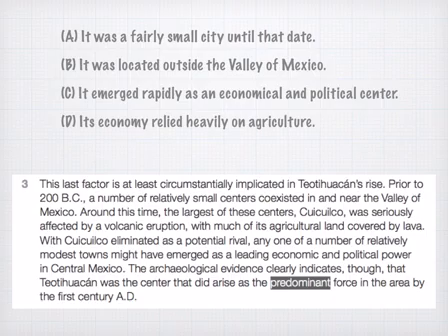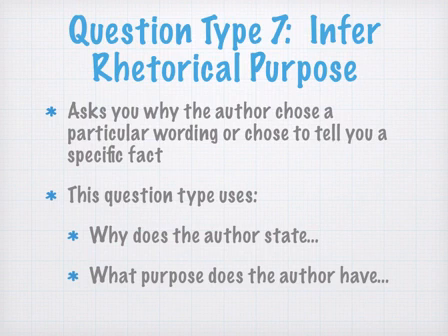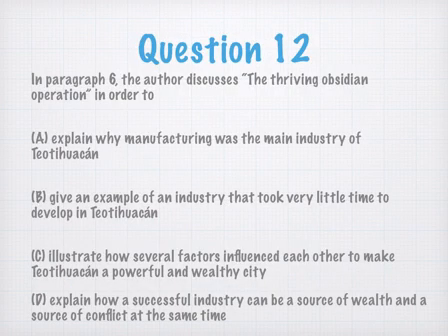So when we're looking at rhetorical questions, we're going to move on to inferring rhetorical purpose. This is when you're asked why an author chose a particular wording or chose to tell you a specific fact. These question types are easy to spot because they start off with why does the author state, or what purpose does the author have. We're going to have a look at question 12 here.